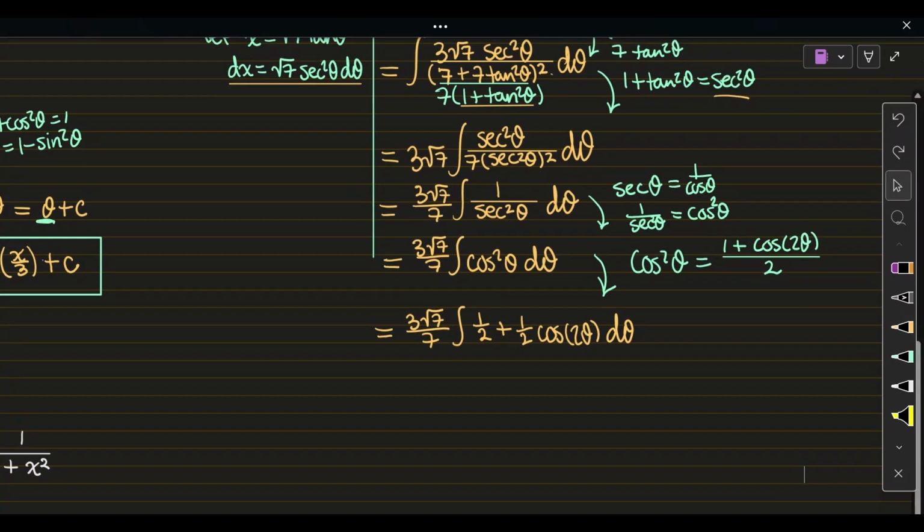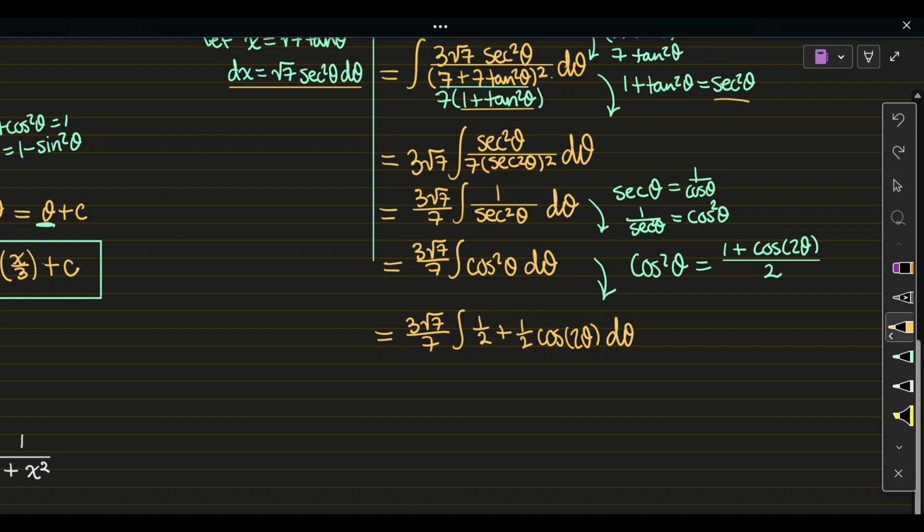Okay, next we can just go ahead and integrate here. We're integrating with respect to theta, so I have 3 square roots of 7 over 7 times the integral of 1/2, which is going to be theta over 2, and then plus, you can verify this pretty easily by a u substitution, 1/4 sine 2 theta, and then all plus c. So now the question is, we finished our integration, we're all done, but now what about these thetas?